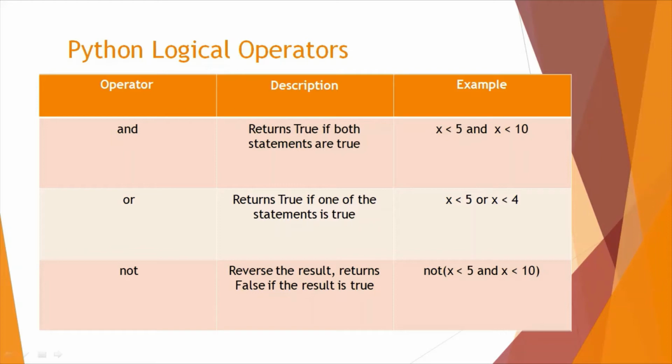Not will reverse the result, returns false if the result is true. Not (x is less than 5 and x is less than 10). Here it is AND, so both the statements have to be true. And if both the statements are true, with a not, it will return false. Without the not, it will return true, and with not, it will return false. So let's have a look at them in our PyCharm.